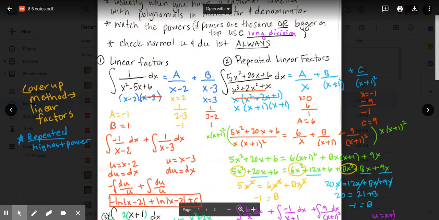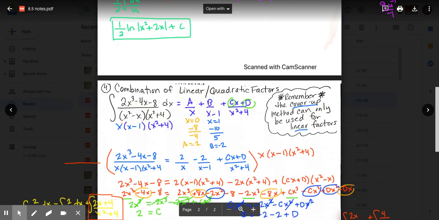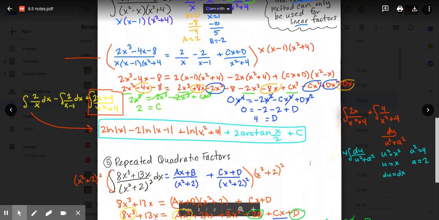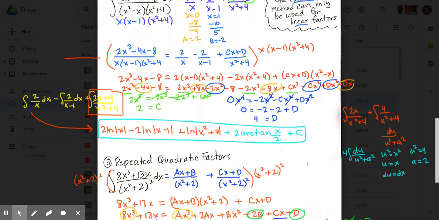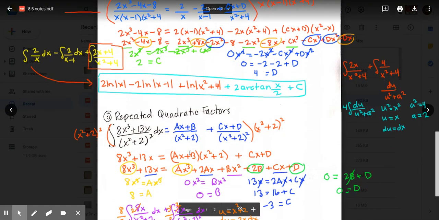Then you just have to do algebra and multiply through by the common denominator. If you have no linear factors at all, like the last one, you just go right into multiplying through by the common denominator. All right, and then compare the left side to the right side to find your constants and then integrate in the end.